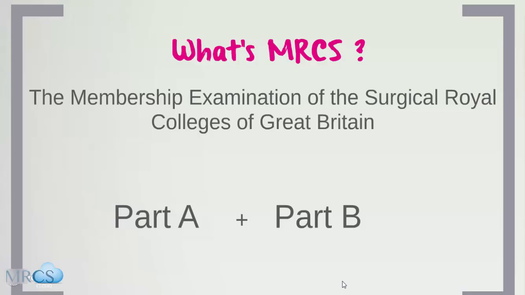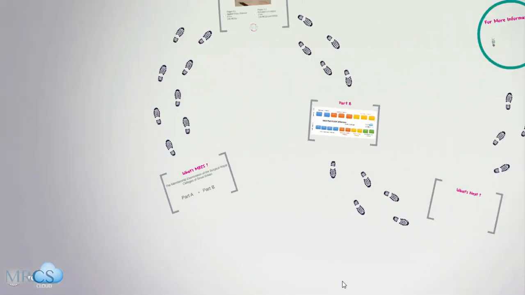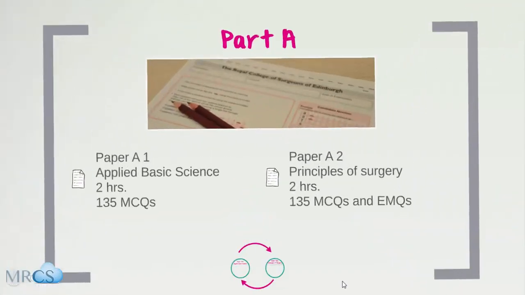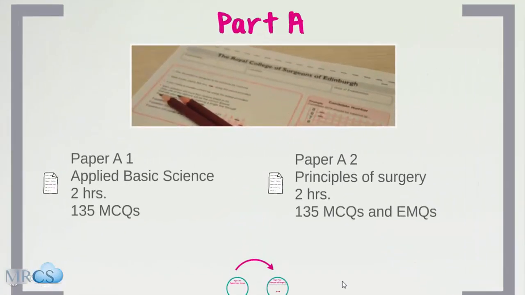Now we'll explore the exact details of the Part A exam and Part B. Part A is a written exam. It's two papers. Paper A1 is about applied basic science, 2 hours duration, and has 135 multiple choice questions. Followed by a break and another paper on the same day, paper A2, Principles of Surgery. It's 2-hour duration and a combination of multiple choice questions and extended matching questions.